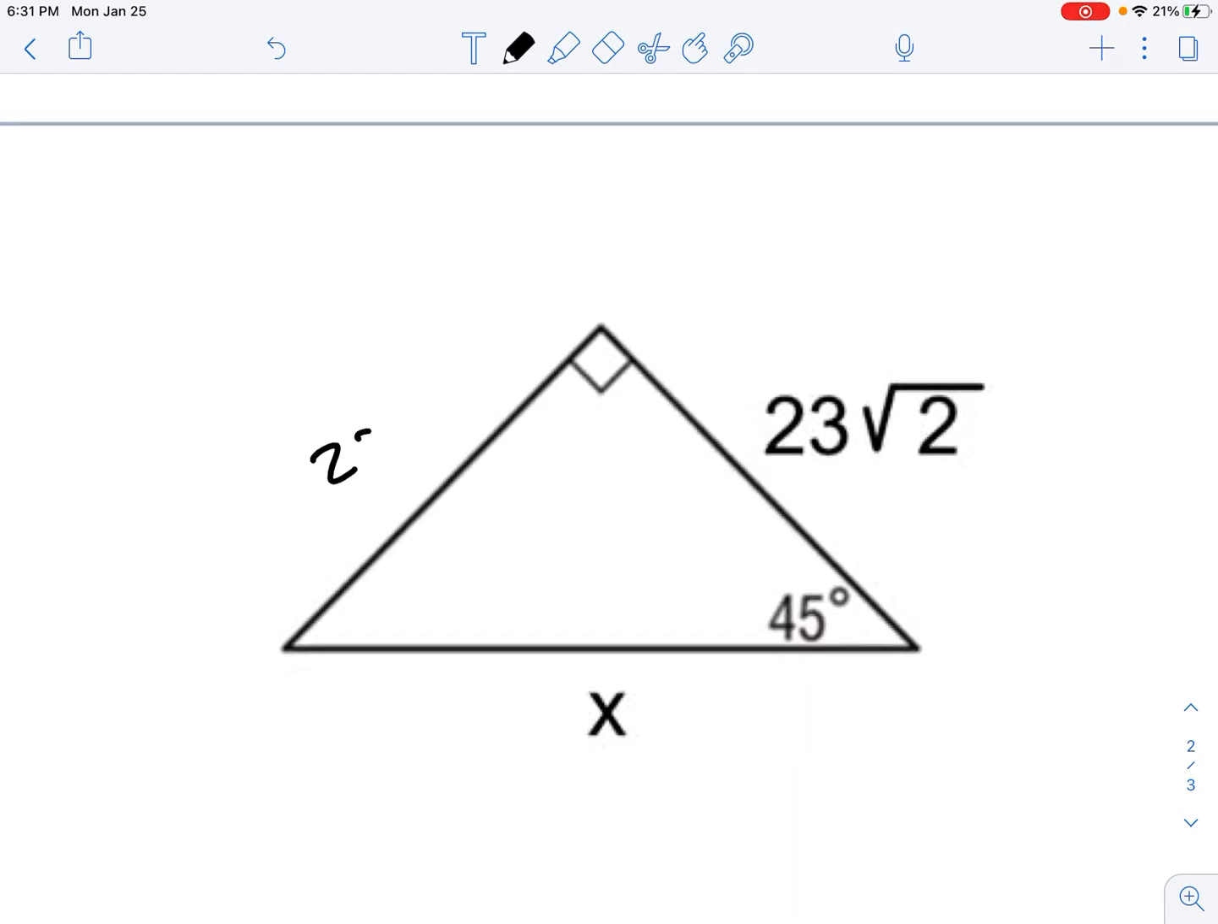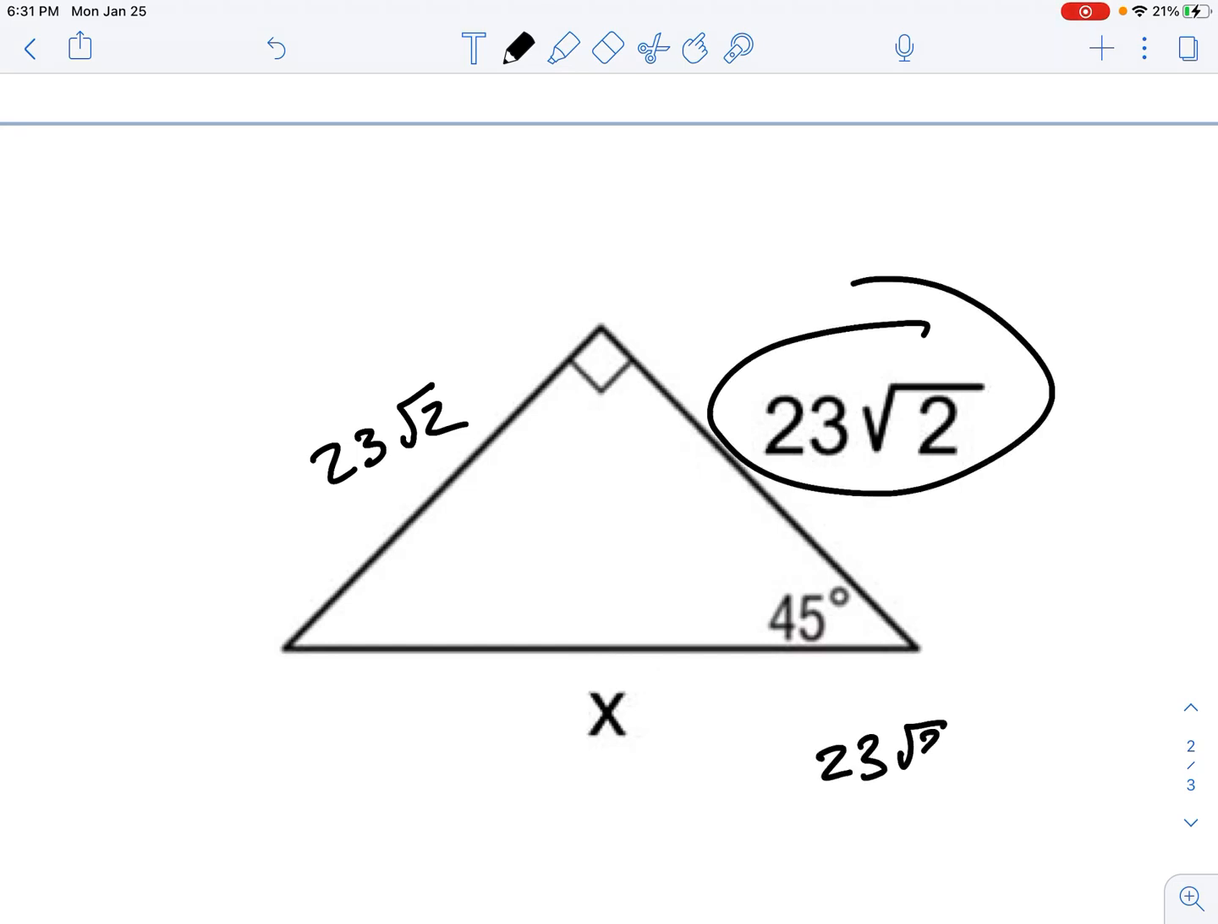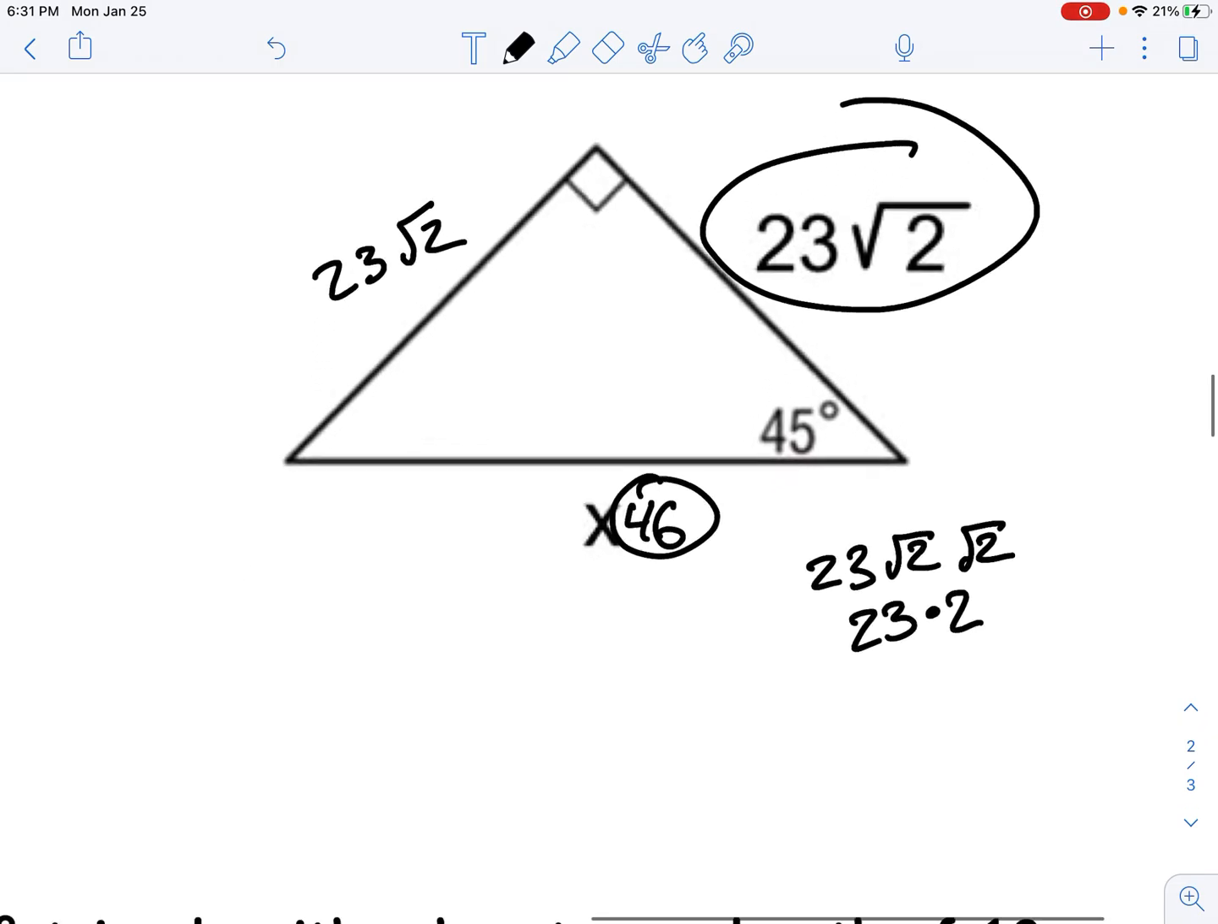If that's 23 root 2, this is 23 root 2. I know it's not asking for that, but it's really easy, so I just did that. And then down here, we got to realize that it's whatever this is times the square root of 2. So it'll be 23 times the square root of 2 times the square root of 2, which is 23 times regular 2, which would be a 46 for that one. That side length would be 46.